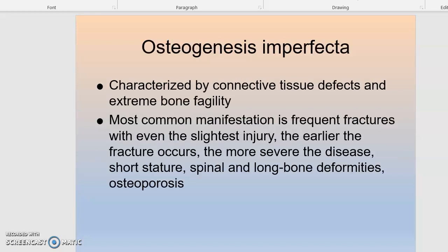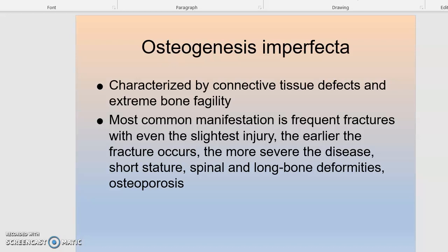Next, we're going to talk about osteogenesis imperfecta. There's a small section about this on page 1240 at the bottom of the purple box. It is characterized by connective tissue defects and extreme bone fragility. Its most common manifestation is frequent fractures, even with the slightest injury. The earlier the fracture occurs, the more severe the disease. Shorter stature, spinal and long bone deformities, and osteoporosis.